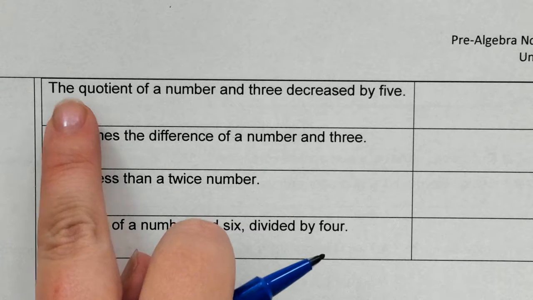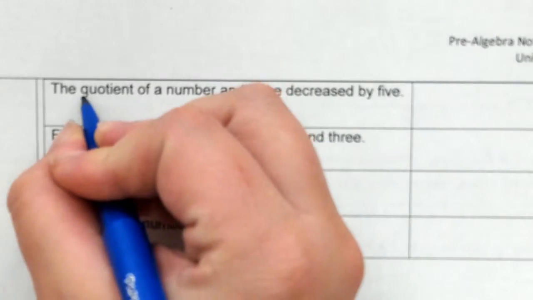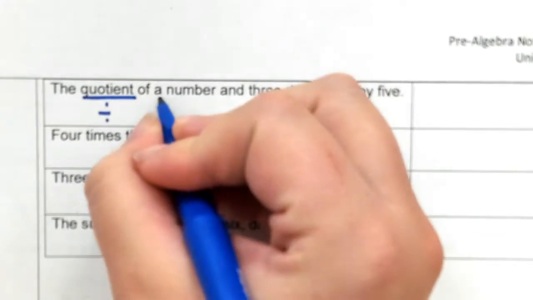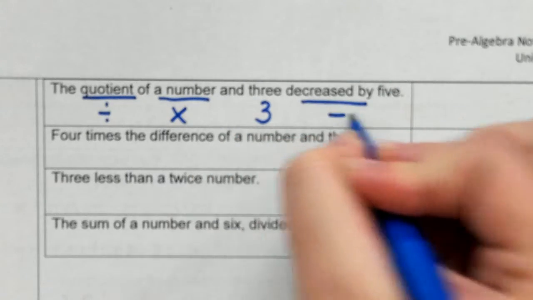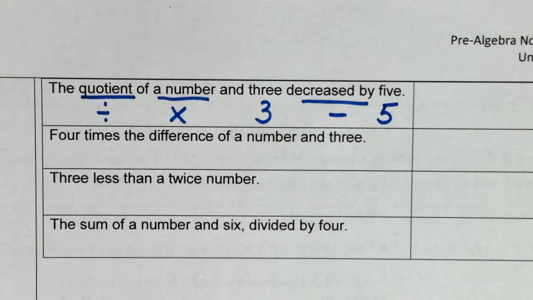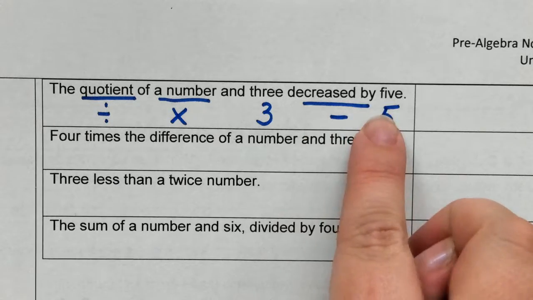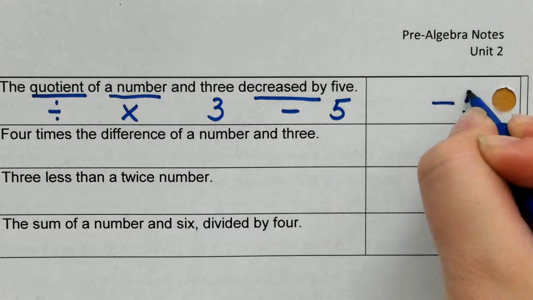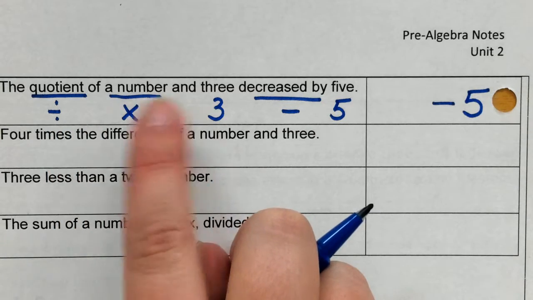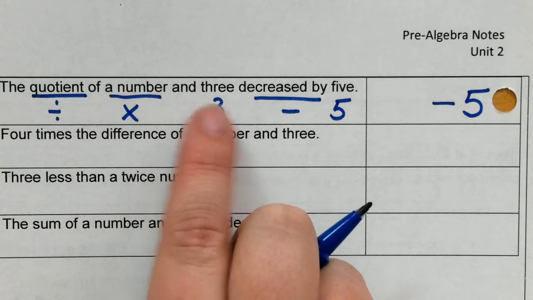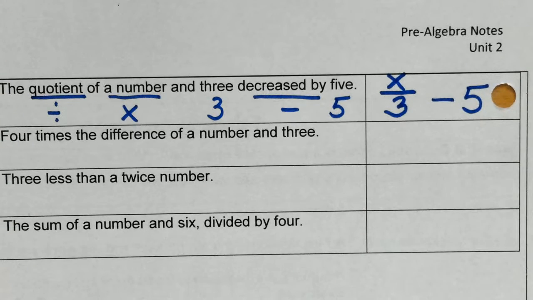So for the first one, it says the quotient of a number and 3 decreased by 5. Okay? The quotient, so I'm dividing, of a number, I'm going to use x, and 3, decreased by is minus 5. Well, I know decreased by 5, I know I'm going to have minus 5. And then the quotient of a number and 3 also means x divided by 3. And we're going to show that like a fraction, x divided by 3. And that's our expression for that.